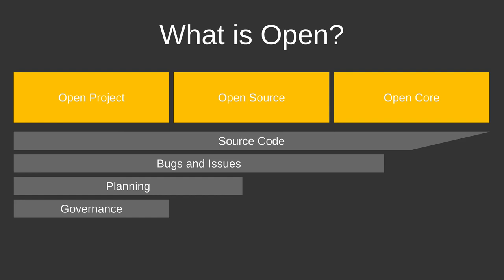So if you look at the first one, the Linux kernel, that's complete anarchy in a good form, so to speak. The source code is fully available. All the bugs and issues are openly discussed. The planning is openly discussed, and the governance is completely open. Anyone can sort of create their own fork, and the governance is open in the manner that there is no sort of governance around it.